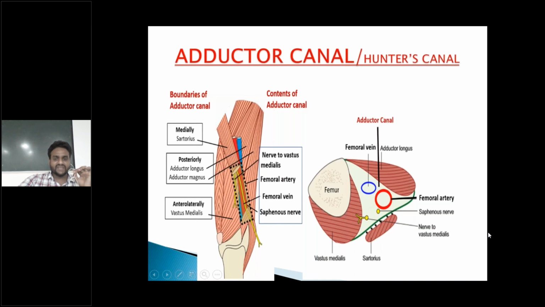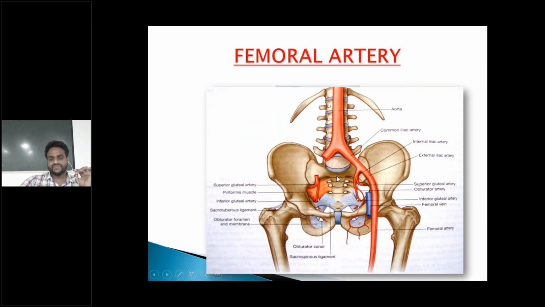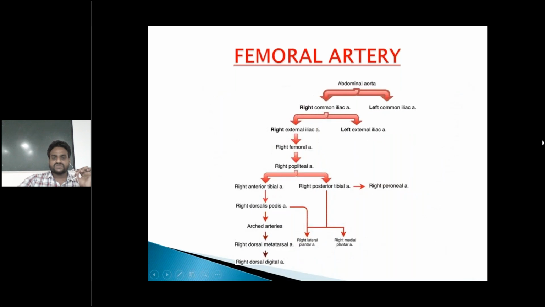Okay. Then next we come to the last topic. I can complete within 5 minutes. That is the femoral artery. In this picture we can see the abdominal aorta, common iliac artery, internal iliac artery, external iliac artery. Then it continues as the femoral artery. Is it clear? That's enough. So in the same picture, the flow chart also we can see here.